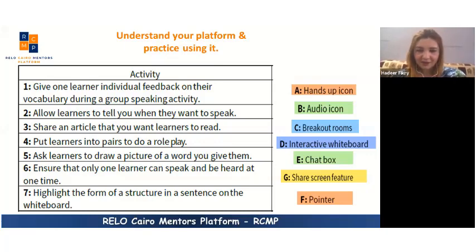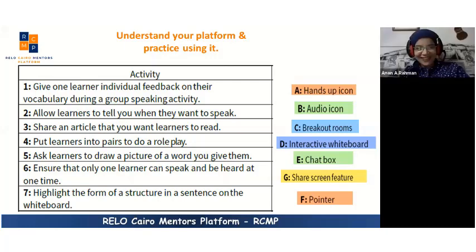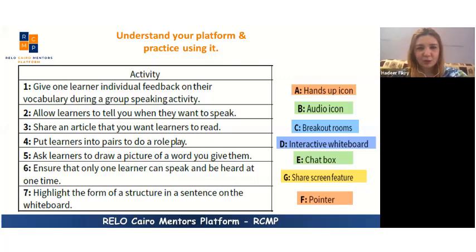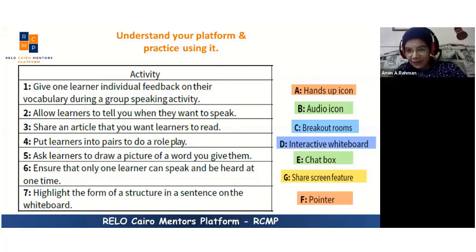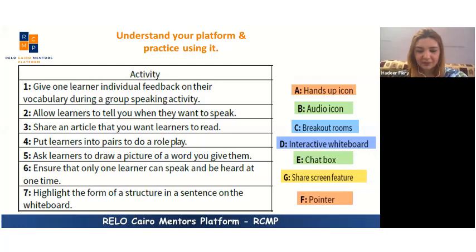Hurry up. Come on. Okay. By mentioning the letter, guys. Number one, which one of the features would we use to give the learner individual feedback on their vocabulary, for example? Number one. E, and Amira mentioned D, E, C, A. Just type the letter, guys.